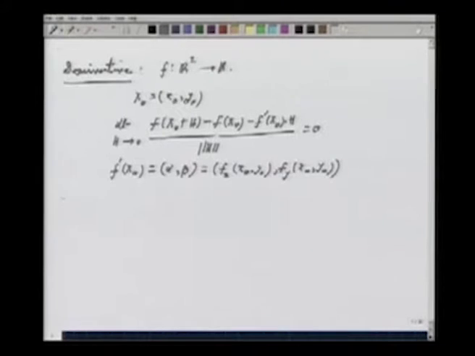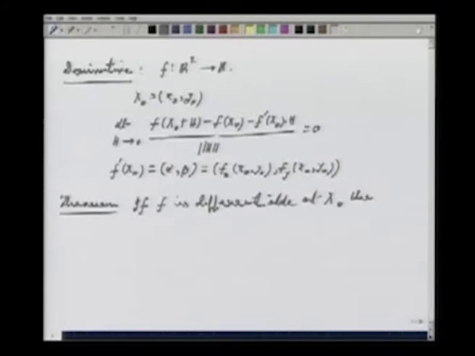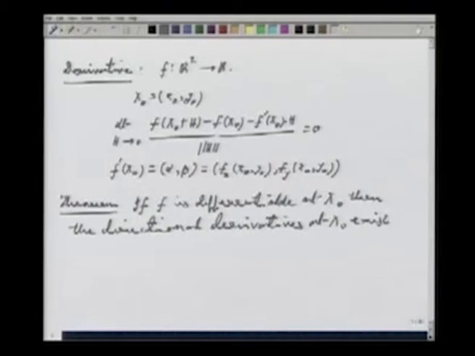Now what I want to prove is the following theorem: if f is differentiable at x naught, then the directional derivatives at x naught exist in every direction.